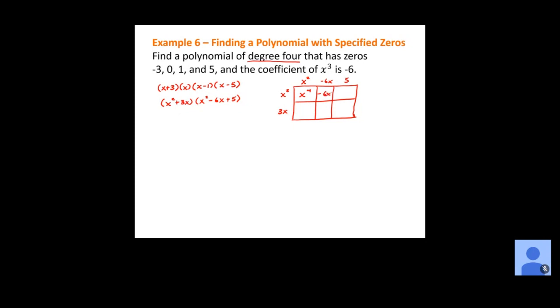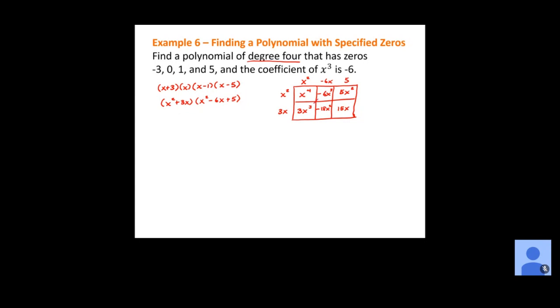Good, negative 6x cubed. Then 5 times x squared would be what? 5x squared, perfect. Go down to the next line, 3x times x squared would be 3x cubed, good. 3x times negative 6x. Good, negative 18x squared. And then finally, 3x times 5 is 15x, perfect. All right, now we just have to combine like terms.